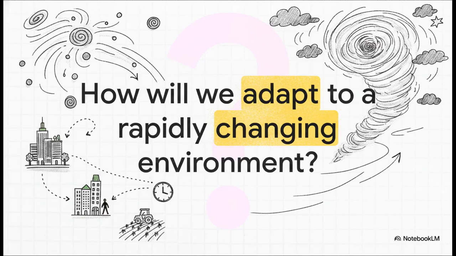And as we continue to measure changes in the system, it leaves us with a critical question to consider. As our atmospheric engine continues to shift and drive more of these extreme events, how will we adapt our cities, our agriculture, and our daily lives to this rapidly changing environment?